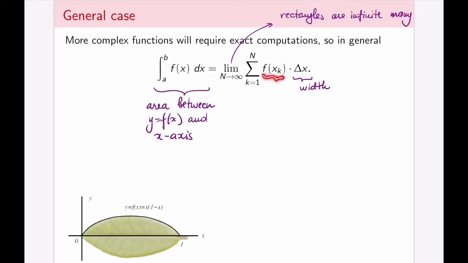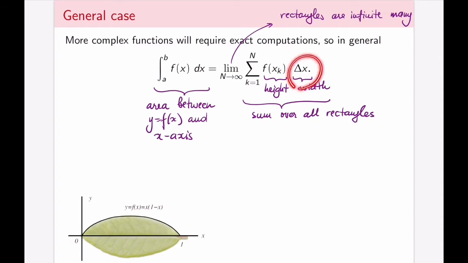And then I have the function computed at the kth endpoint. So this is going to be the height of each rectangle. And then the summation is going to take the sum over all the rectangles. Recall, in our leaf example, this is exactly what we did.